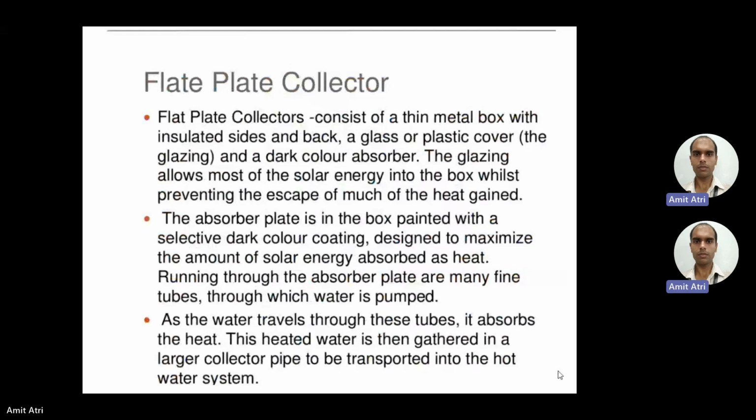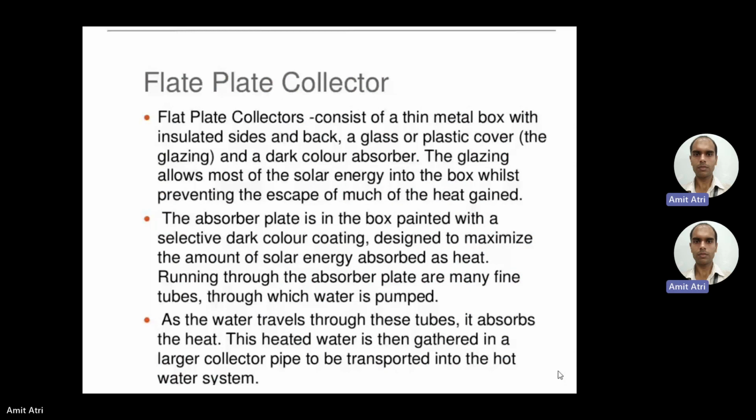So the absorber plate in the box, painted with a selective dark color coating, is designed to maximize the amount of solar energy absorbed as heat. So running through the absorber plate are many fine tubes through which water is pumped. Okay, as the water travels through these tubes, it absorbs the heat. This heated water is then gathered in a large collector pipe to be transported into the hot water system. Okay, so in this way, this collector is working.